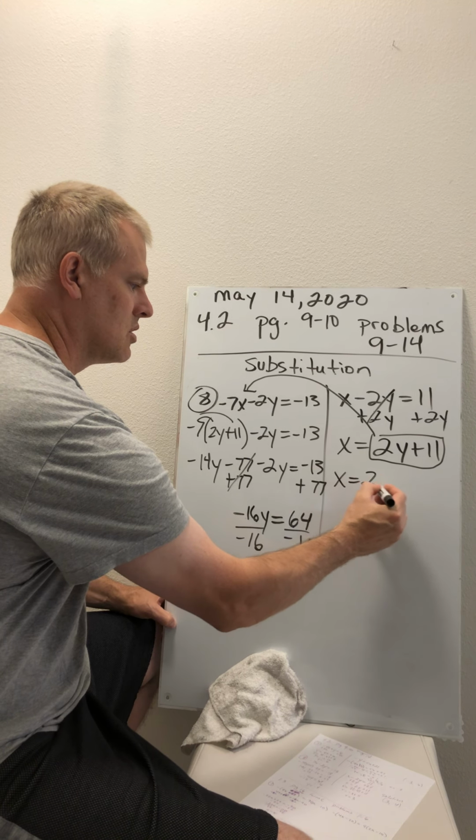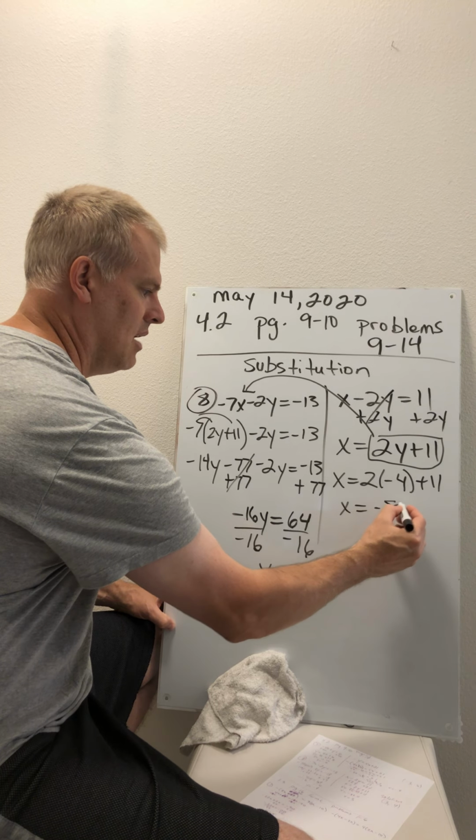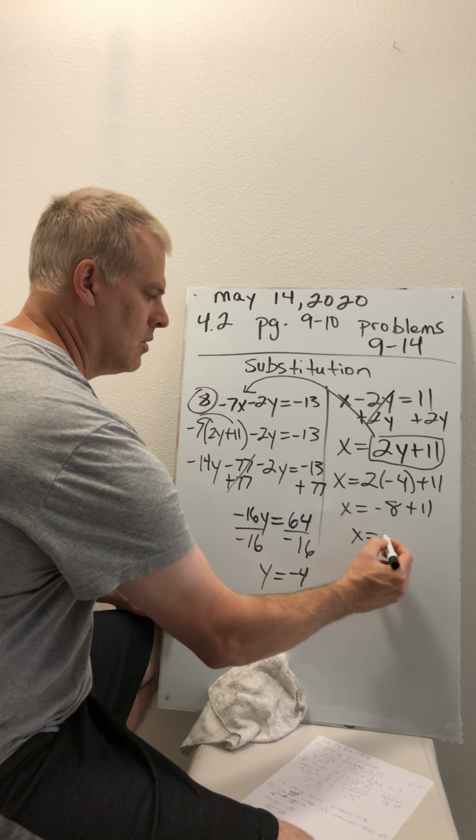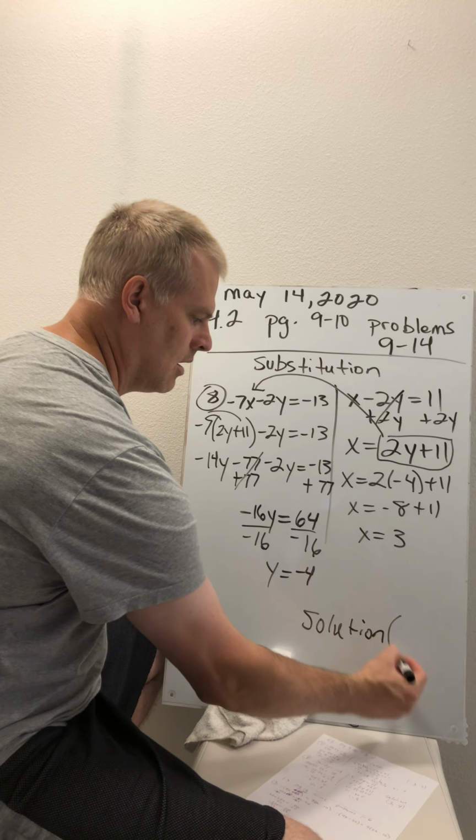I then take the negative 4, plug it back in for y. So x equals 2 times negative 4 plus 11. X equals negative 8 plus 11. X equals 3. So down here in my solution, I get 3 comma negative 4.